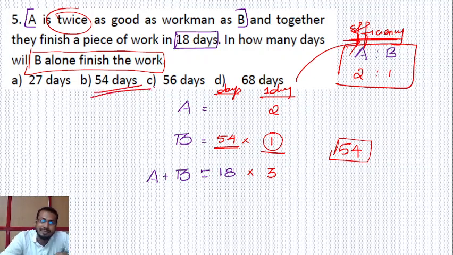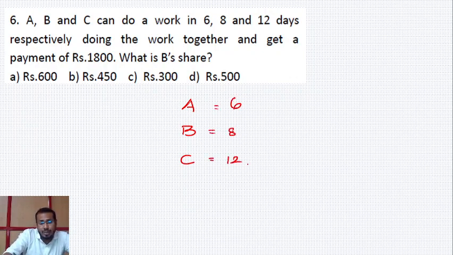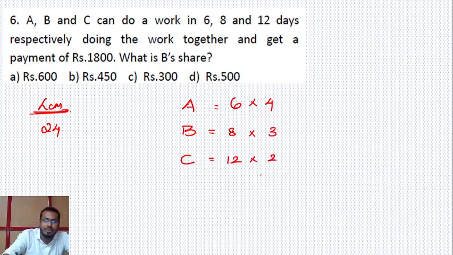Right? Simple. Next question. A, B and C can do a work in 6, 8 and 12 days respectively, doing the work together. So simply you need to distribute this 1800. And what is B's share? That's what the question is. Let's take, as usual, A, B and C. A can complete a work in 6 days, B can complete it in 8 days and C can complete it in 12 days. Find the LCM for this. What is the LCM? 6, 8 and 12, so 24 is the LCM. Right? So 6 into 4 times is 24, 8 into 3 times is 24, 12 into 2 times is 24.